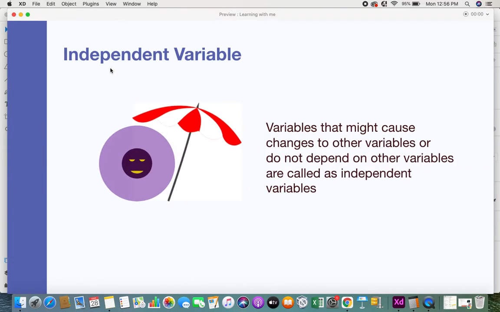And when you look at the independent variable, these are variables that cause the changes in other variables, and they do not depend on other variables, okay? So they are called independent variables. So when they cause changes to other variables, or they do not depend on any variable, it's said to be independent.